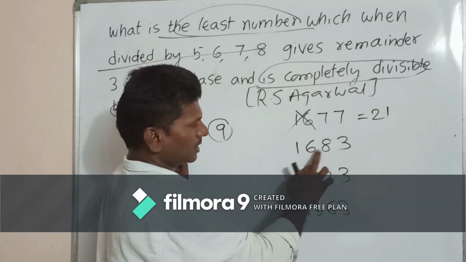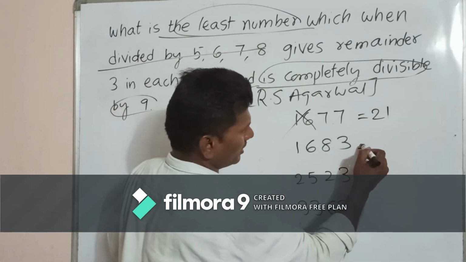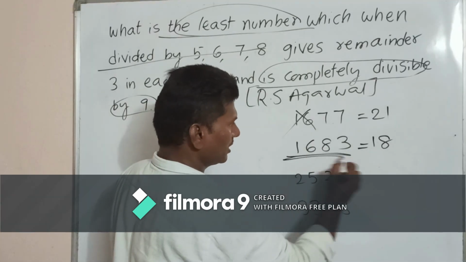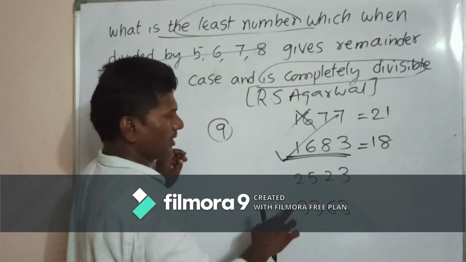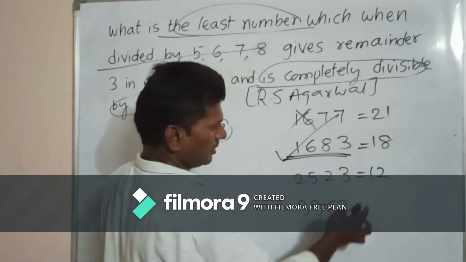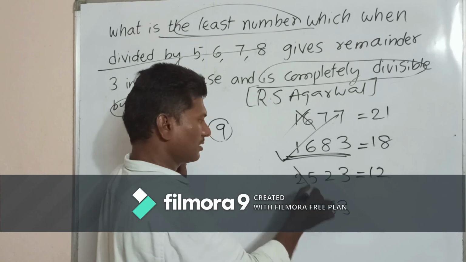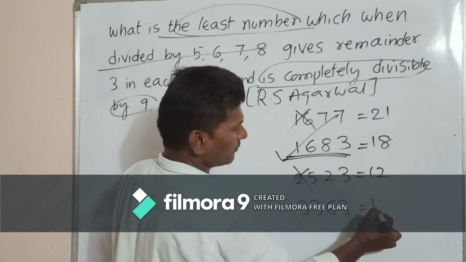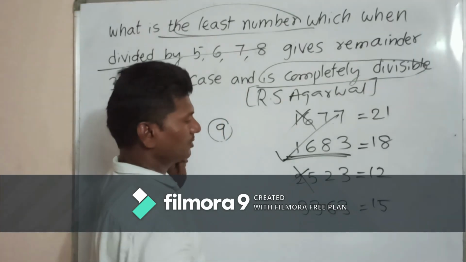1 plus 6 is 7, 7 plus 8 is 15, 15 plus 3 is 18. 18 is divisible by 9. So this number is divisible by 9, so this is our right answer. 2 plus 5 is 7, 7 plus 2 is 9, 9 plus 3 is 12. This is not divisible by 9, so this is wrong answer. 3 plus 3 is 6, 6 plus 6 is 12, 12 plus 3 is 15. 15 is not divisible by 9. So this is wrong answer.